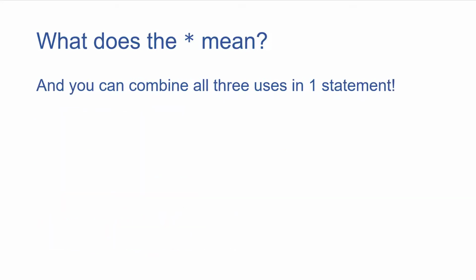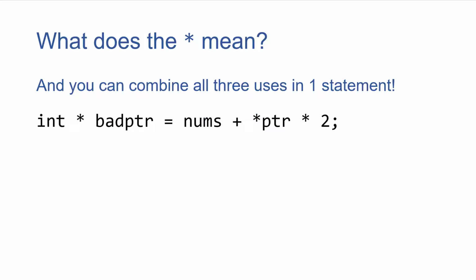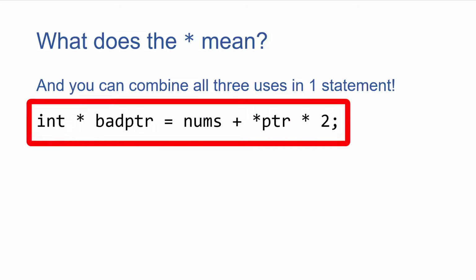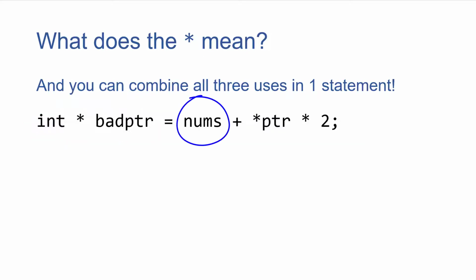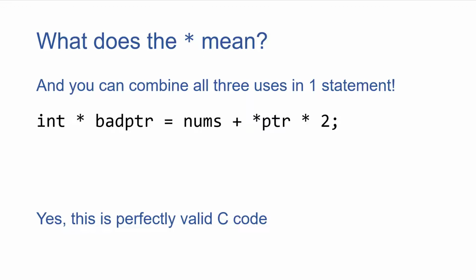Now you can also combine all 3 uses in one statement. I don't recommend it, but it is possible. This is a valid line of C code. We're declaring an integer pointer called bad pointer. We're setting it equal to nums, which we're assuming is some sort of pointer. And then we're adding the value of the variable that pointer is pointing to times 2 to the nums address to give us something that the bad pointer is going to point to. This is perfectly valid C code.